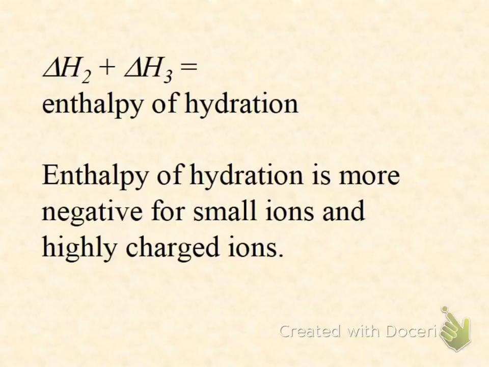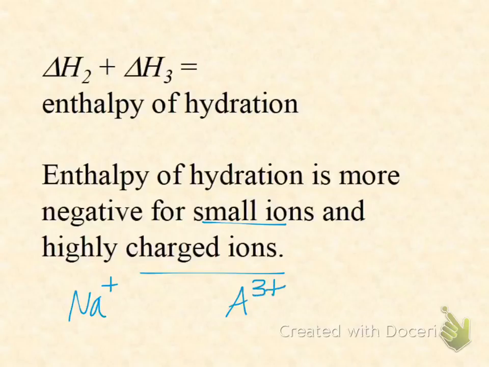So the enthalpy of hydration is going to be more negative for small ions, and also for highly charged ions. So in other words, if I had a sodium plus and I had aluminum 3 plus, the aluminum is going to be higher because first of all, it's small, because it lost 3 electrons, and it's highly charged. So that enthalpy of hydration for that aluminum would be higher than for the sodium.